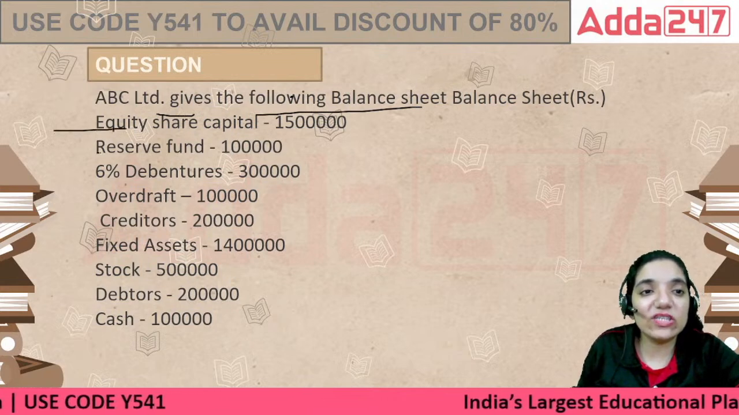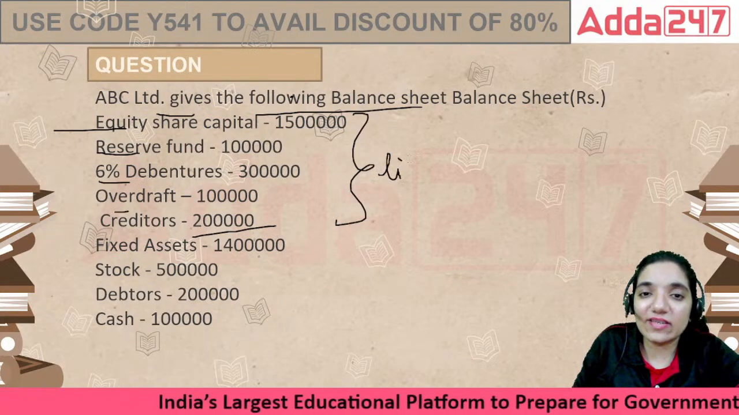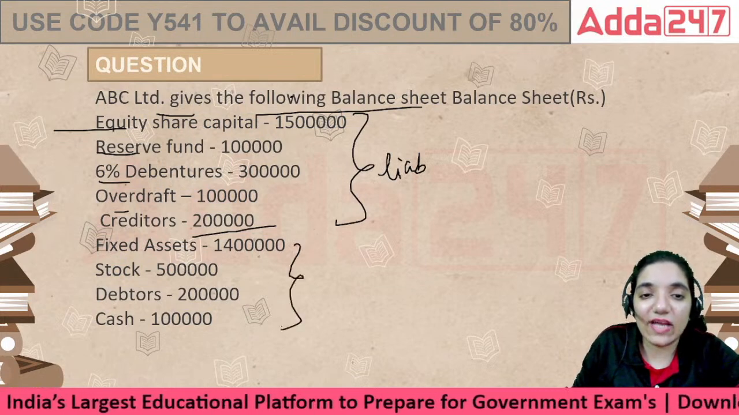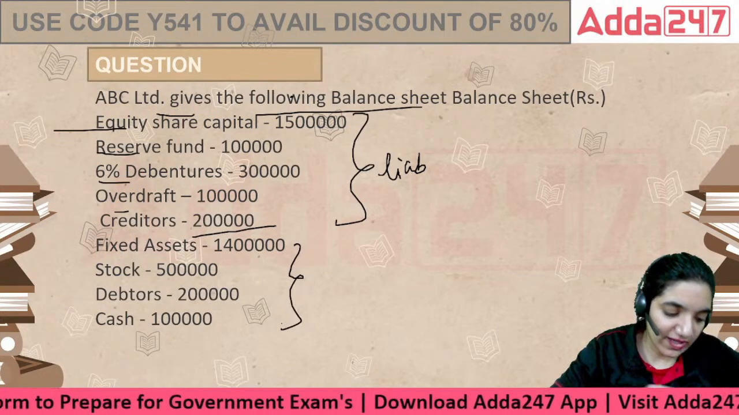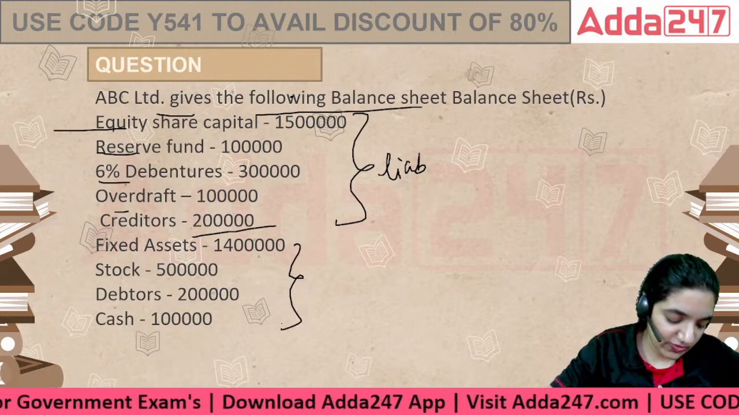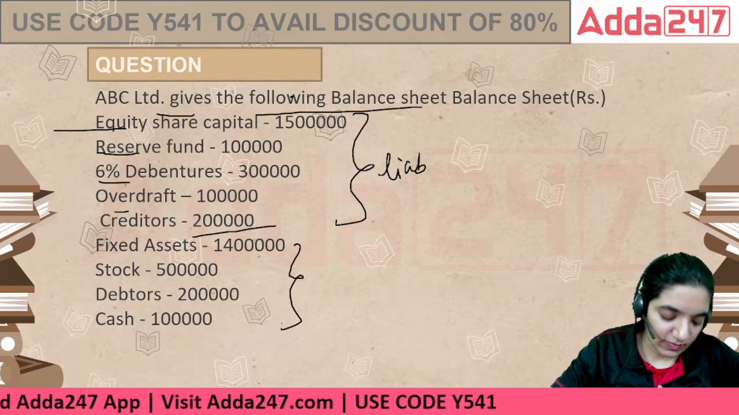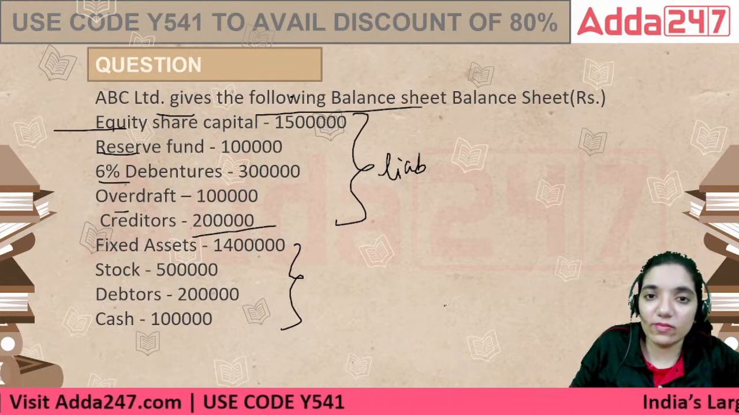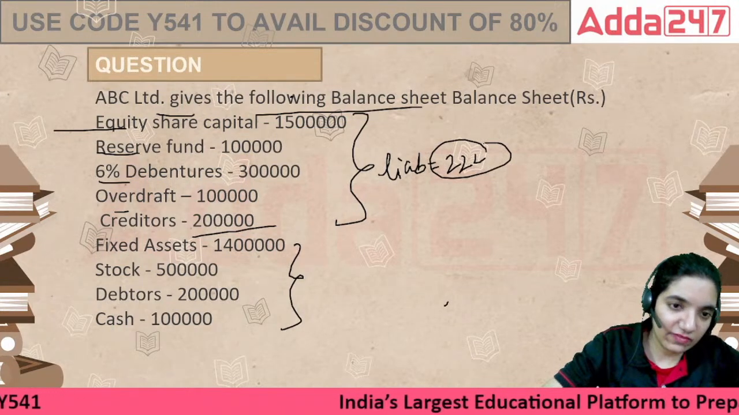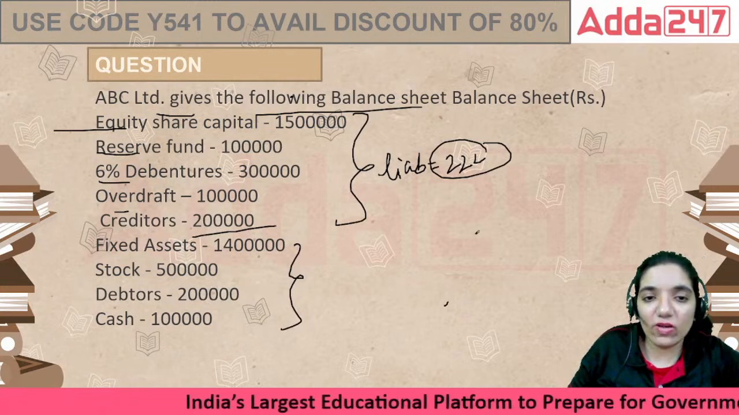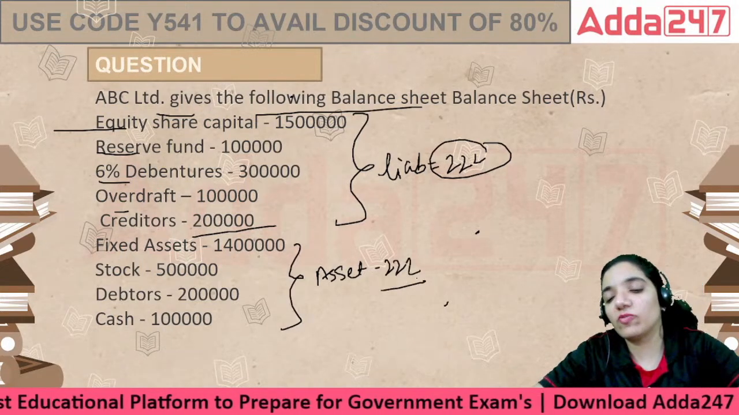The balance sheet has equity, reserves, debentures, funds and creditors. So these are all the items of the liabilities, right? And these are all the items of the assets. So what we can do is also check it from this side. What will be the total? It would be 15 lakh plus 1 lakh plus 3 lakh plus 1 lakh plus 2 lakh, giving us a total of 22 lakhs here. And then we have 14 plus 5 plus 2 plus 1. That means both the sides are clearly stated. The asset side would be 22 lakhs and the liability side is also 22 lakhs.